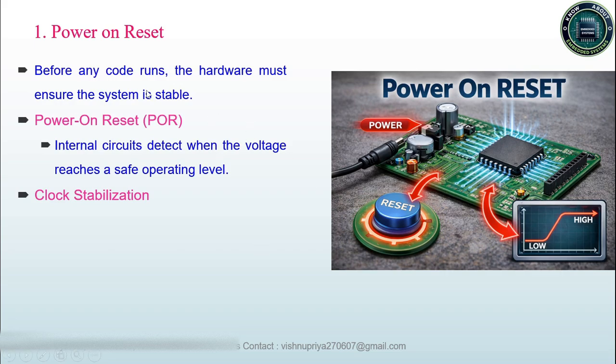So before execution of any code, the hardware must ensure that the system is stable, and the internal circuits detect when the voltage has reached a safe and operational level. That means when you apply the reset, the voltage should reach its optimized value, a safe operating voltage and safe operating current. Until your circuit reaches that, it will stay in the power on reset stage. Okay, so it will take some microseconds to reach the stable level.